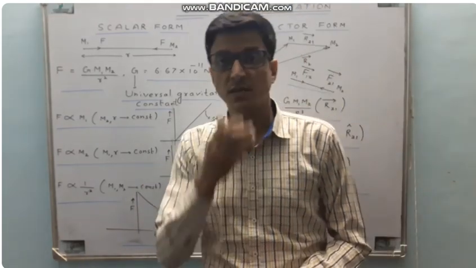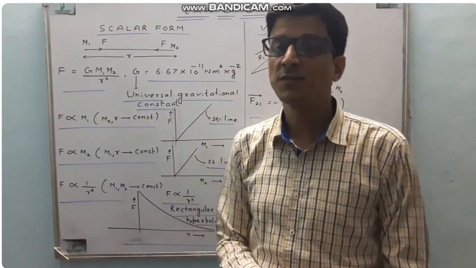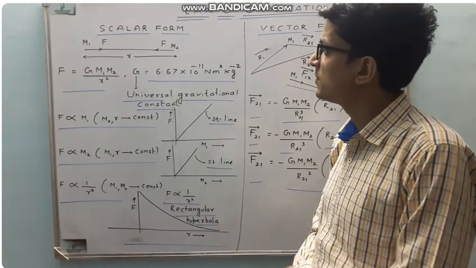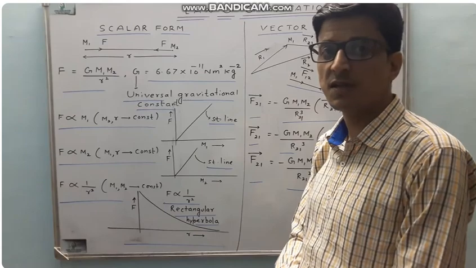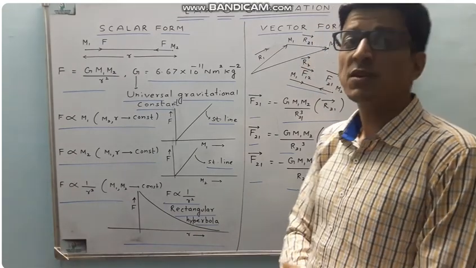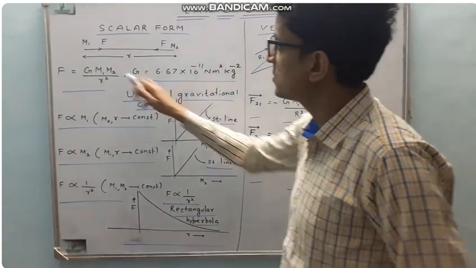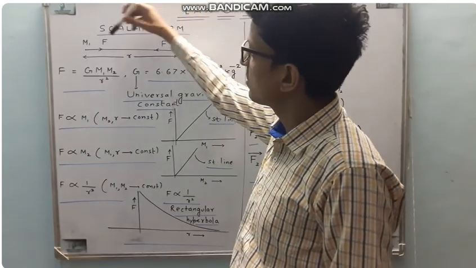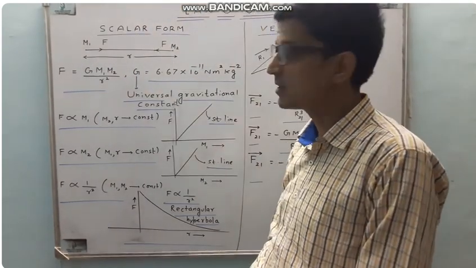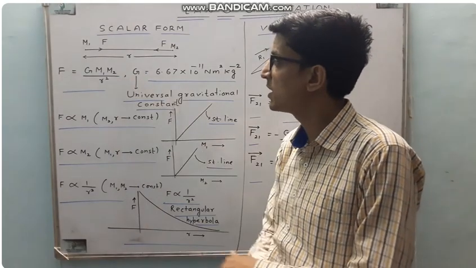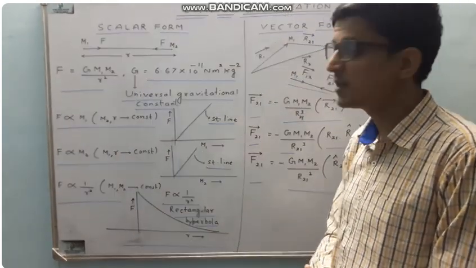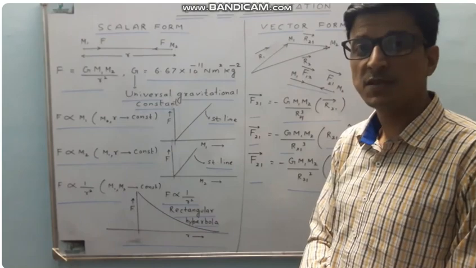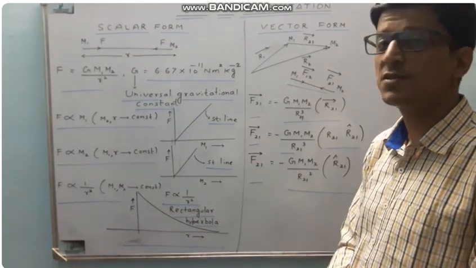So let's discuss this law of gravitation in scalar and vector form. The first thing is the scalar form. Suppose we have 2 point masses m1 and m2 and they are separated by a distance r. So gravitational forces are attractive forces. This mass will apply a force on this mass towards it, and similarly this mass will apply a force on this mass towards it, and the magnitude of the force is G m1 m2 by r square, where G is equal to 6.67 into 10 to the power minus 11 newton meter square kg minus 2, and it is called the universal gravitational constant.